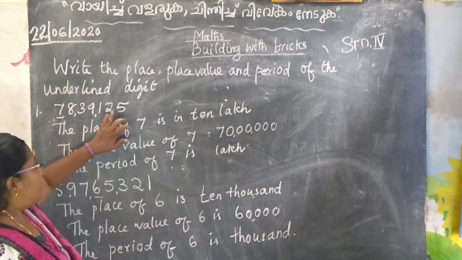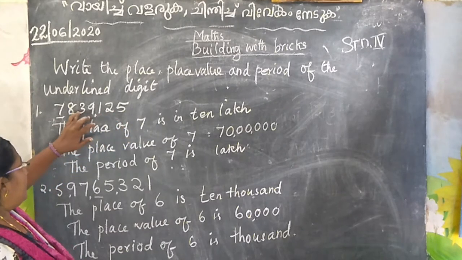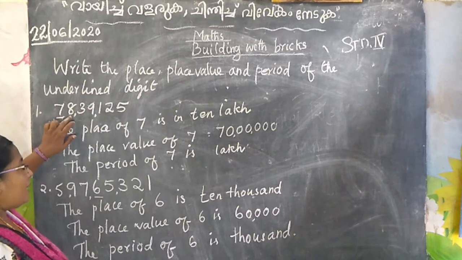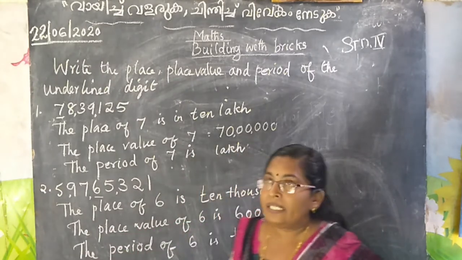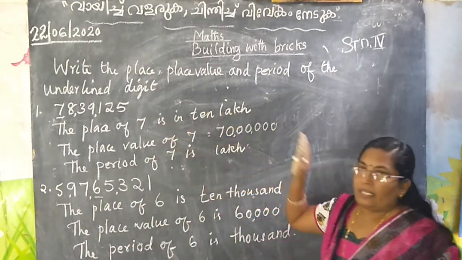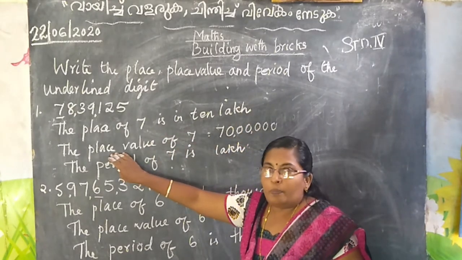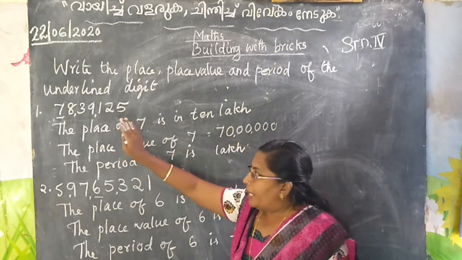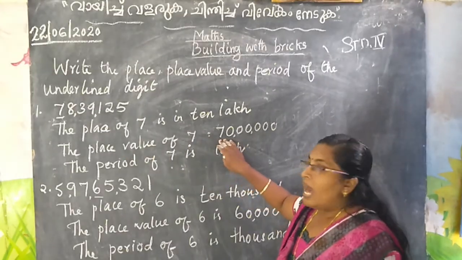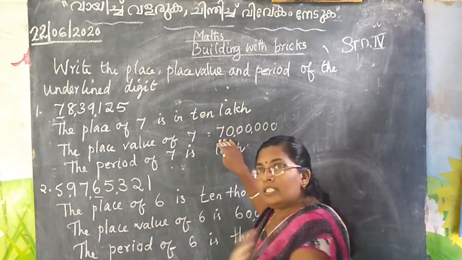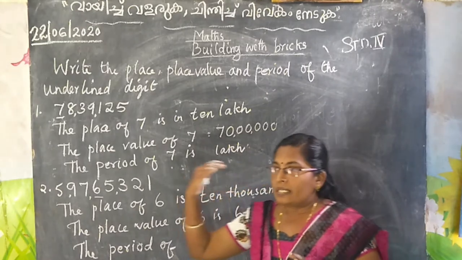Ones, tens, hundred, thousand, 10,000, lakh, 10 lakh. The 7 is in the 10 lakh place. Next is place value. For place value, write the underlined digit, and then the number of zeros depends on how many digits come after it.